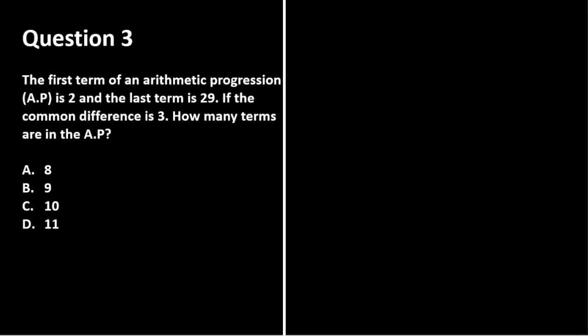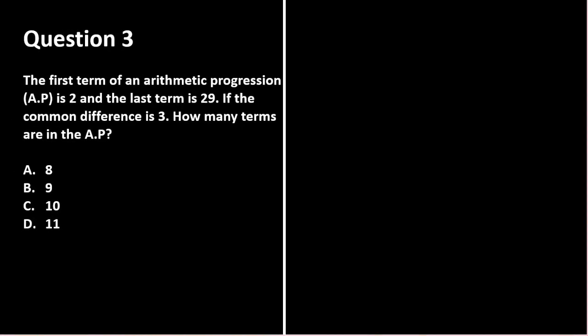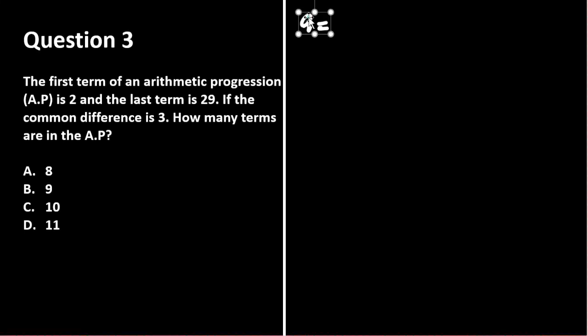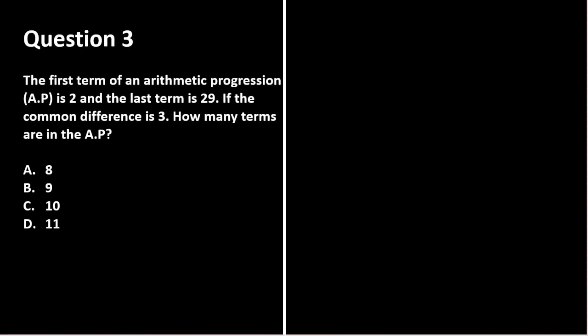Now let's see the third question. The third question says the first term of an arithmetic progression, AP, is 2. Let's take it one after the other. Let's first write out the formula for the arithmetic progression. My formula for arithmetic progression says Tn is equal to A plus n minus 1 into D, where A is my first term. That's my first term, and I've been told that this first term is the same thing as what?